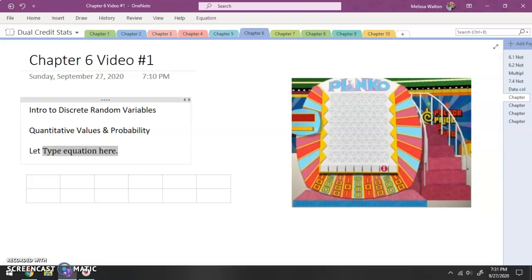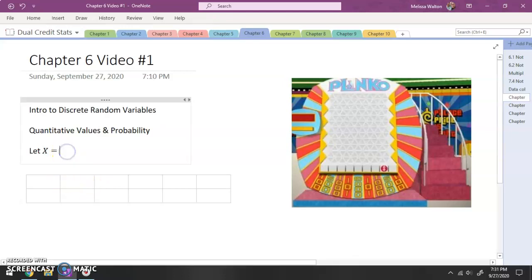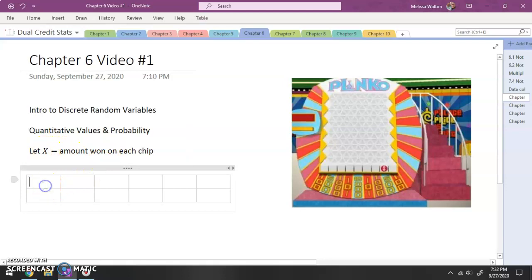Let X, and usually we use capital letters, let X be equal to the amount won on each token. So we get our little token, or I guess it's a chip. I'll change it to a chip. We put our chip up here, it falls, and then it goes into one of these categories. Now, instead of repeatedly saying, find the probability that I won $100, find the probability that I won $500, I'm just going to let X stand for the amount won on each chip. All right, so X is what it's going to be called.